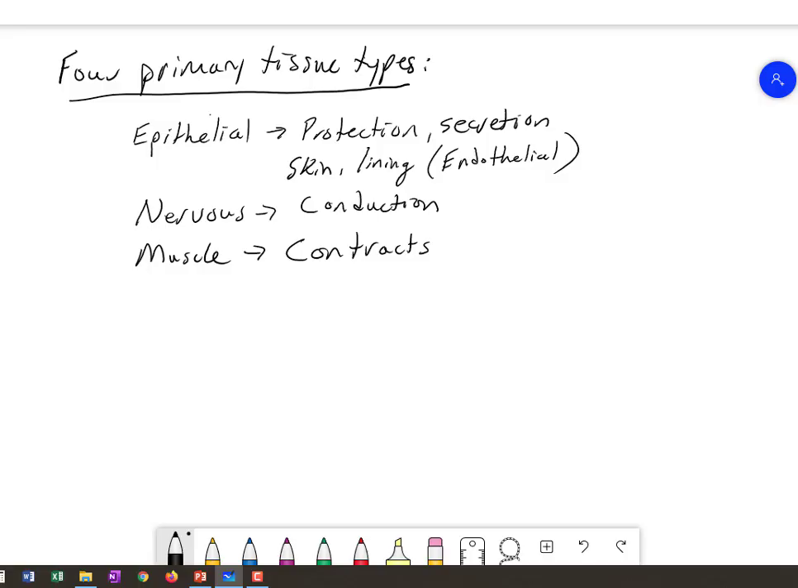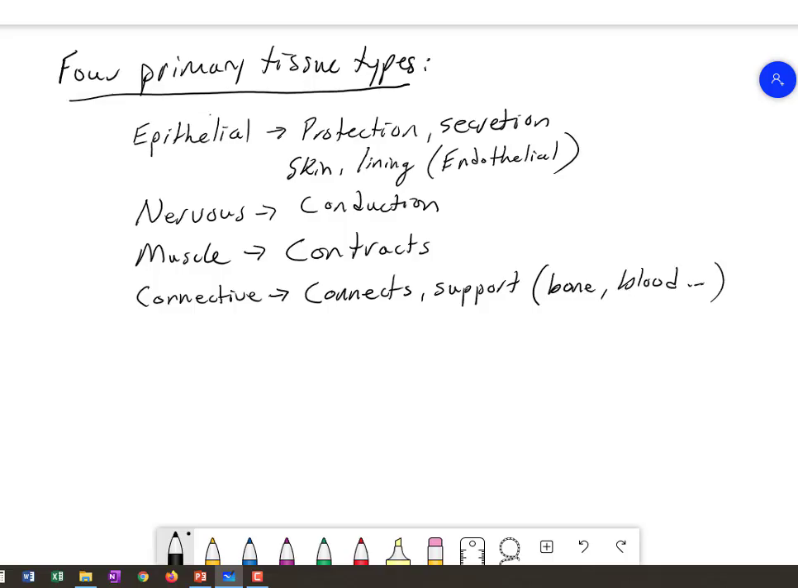And the last one is connective tissue. And connective tissue, like it sounds like, it connects the various tissues together. It's also used to support as well. So this is probably the most diverse tissue type here. So we have things like bone is a type of connective tissue. Blood is actually a connective tissue type, and then we have various types of interconnecting tissues as well.